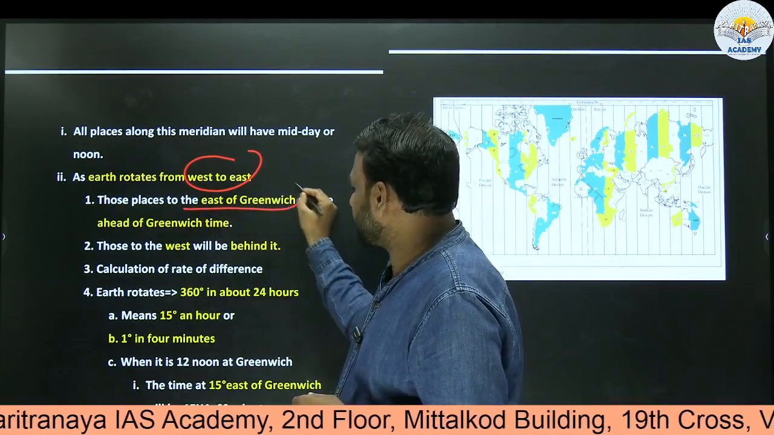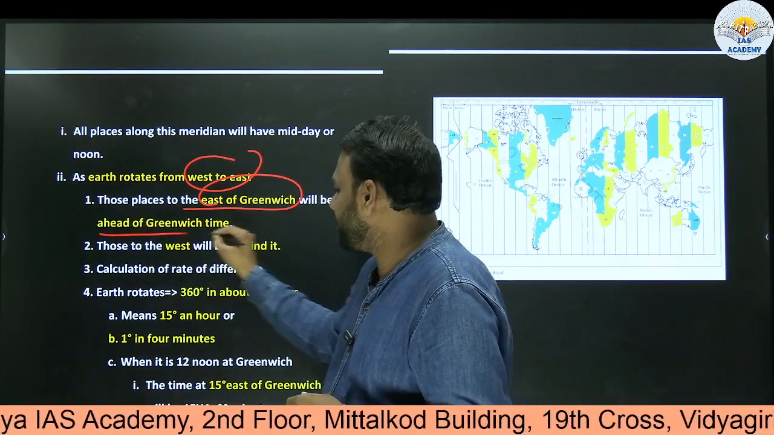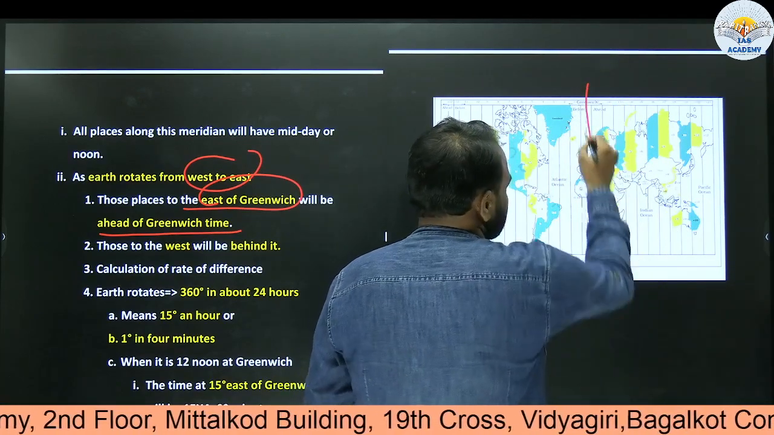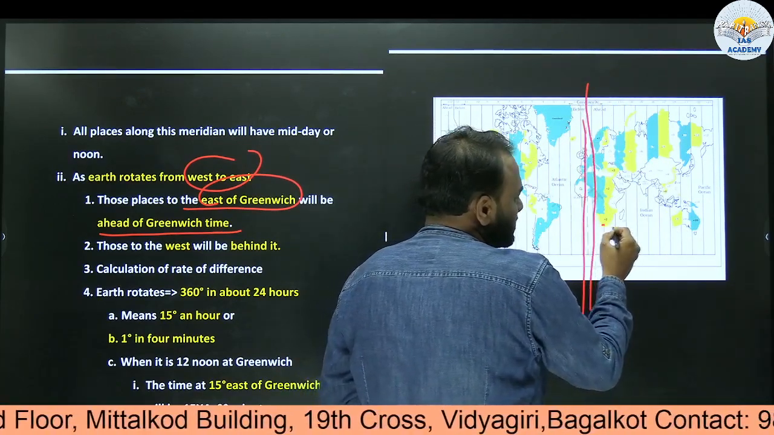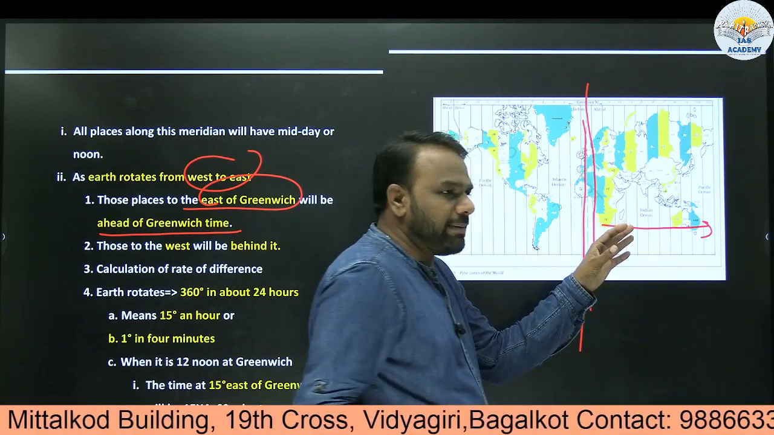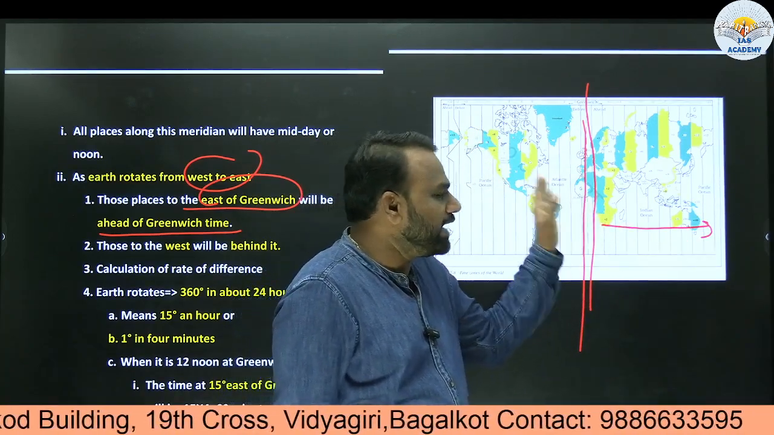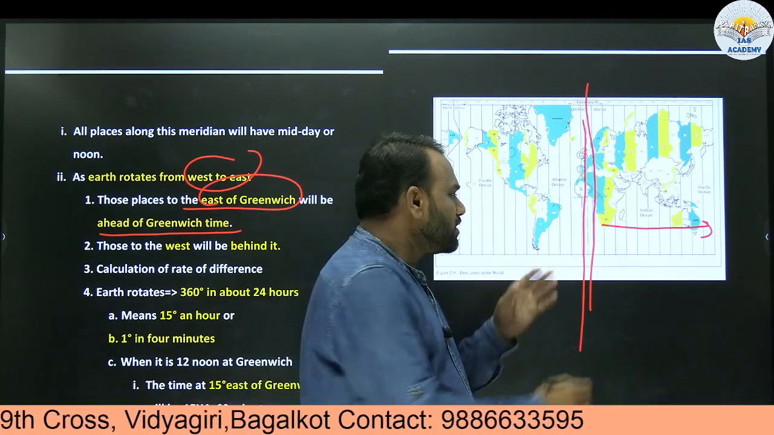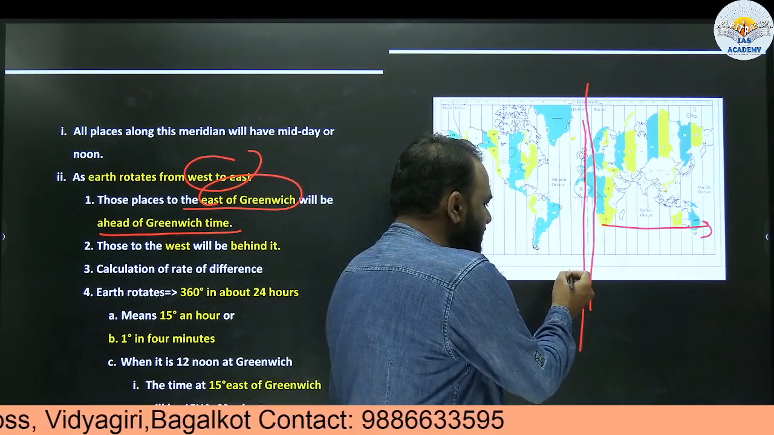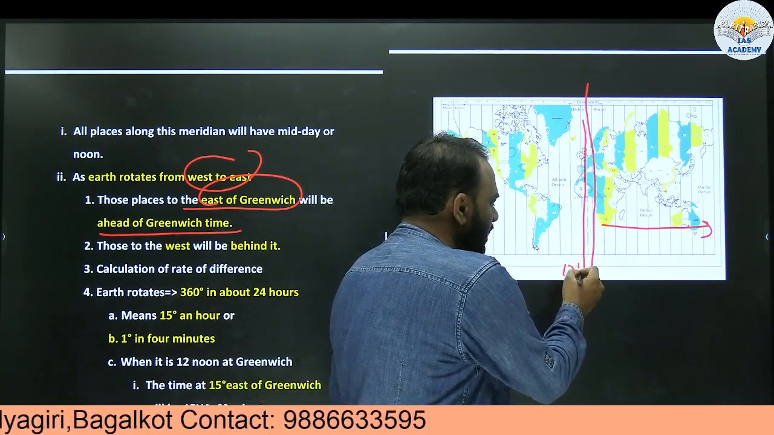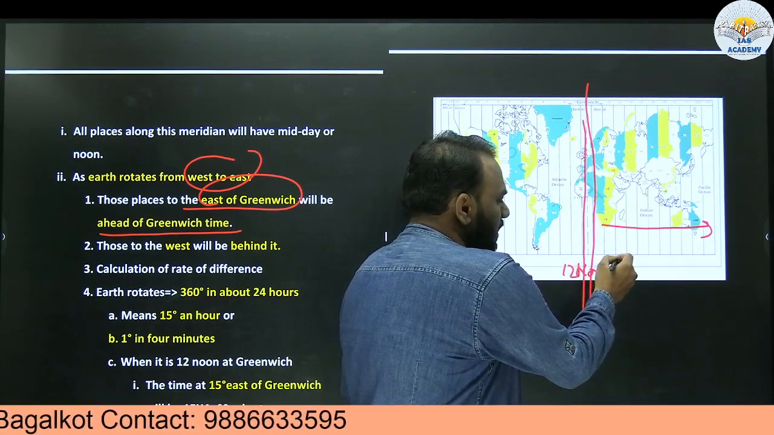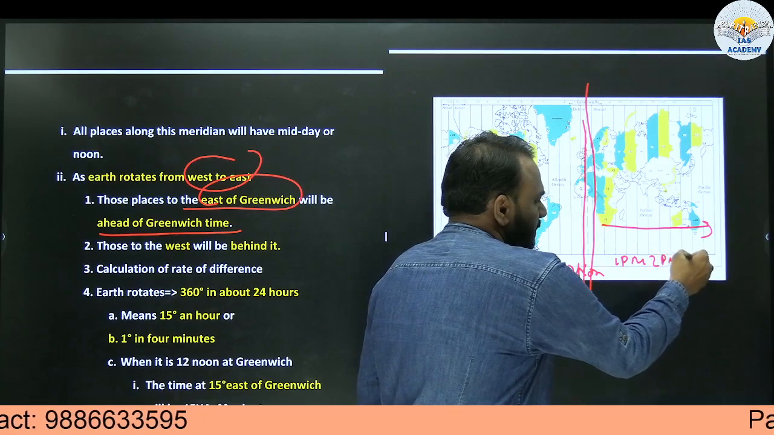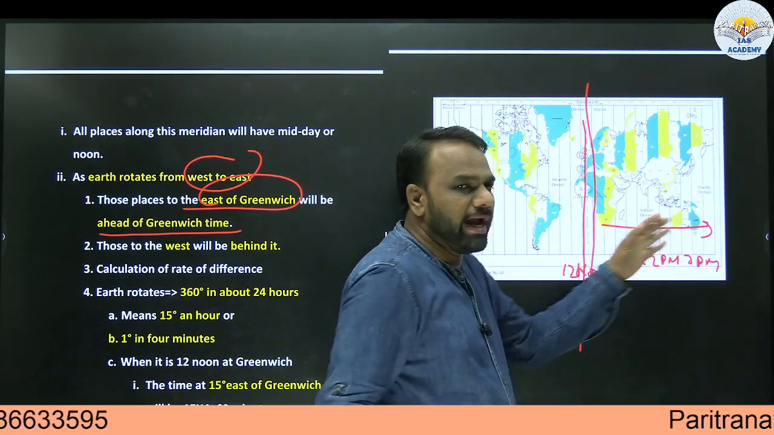So those places to the east of Greenwich will be ahead of Greenwich time. So where do we have Greenwich? Greenwich, this is the meridian here. All the places over here will have local times ahead of Greenwich time. So what does it mean? Suppose that at Greenwich the time is now 12 o'clock, noon. Here it may be 1 p.m., or 2 p.m., or 3 p.m., and so on. So they will be ahead.